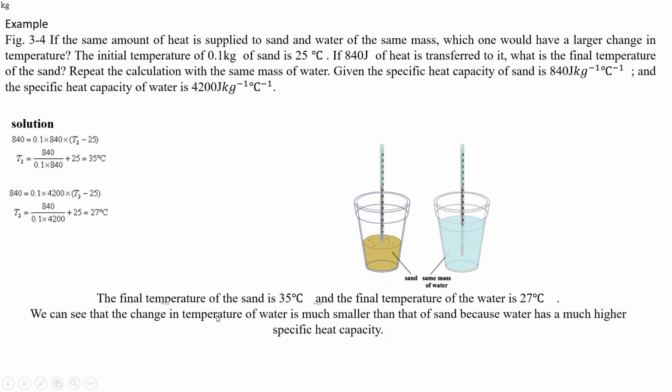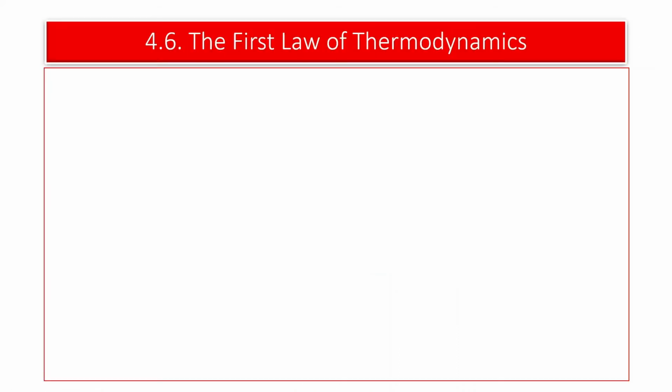We can see that the change in temperature of water is much smaller than that of sand, because water has a much higher specific heat capacity. So the one which has a higher specific heat capacity will acquire a small change in its temperature. That is the conclusion we have.